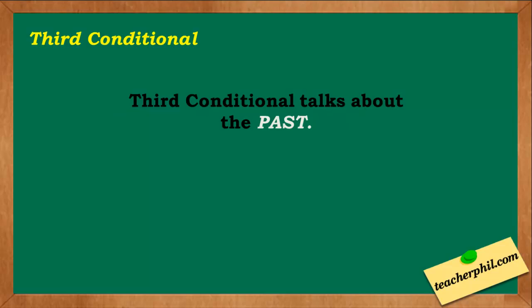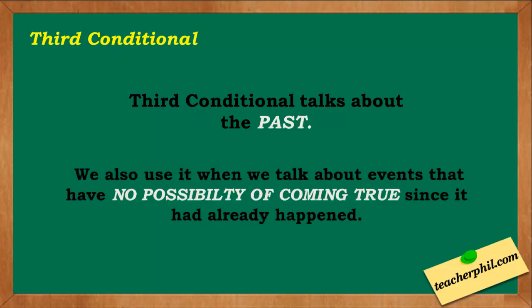Third conditional. Third conditional talks about the past. We no longer talk about future events here as what we did with first and second conditionals. We also use third conditional when we talk about events that have no possibility of coming true since it had already happened. It is as simple as, we can't change what has been done.